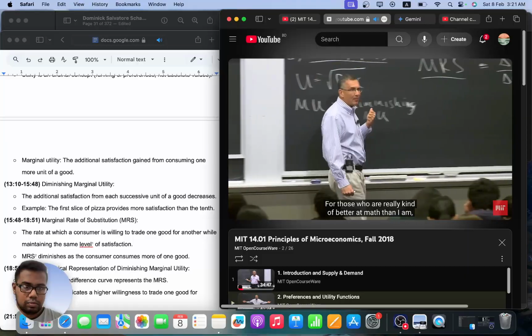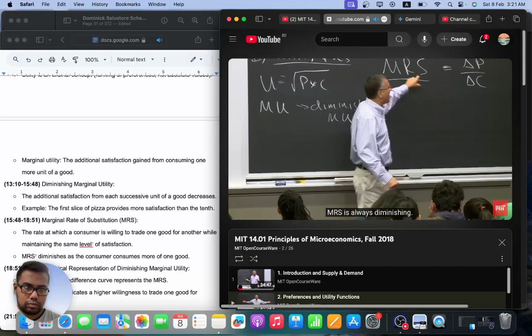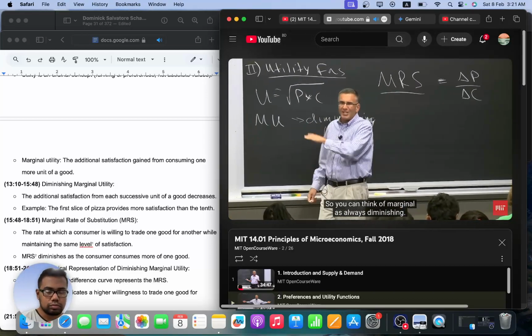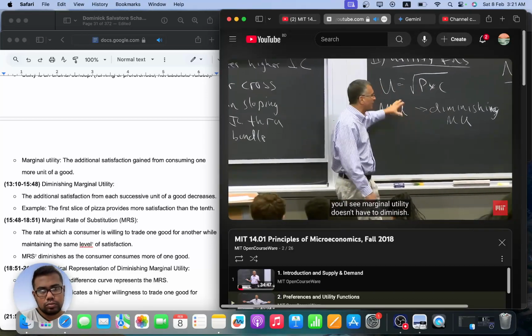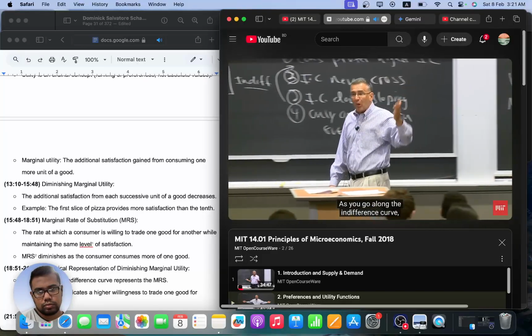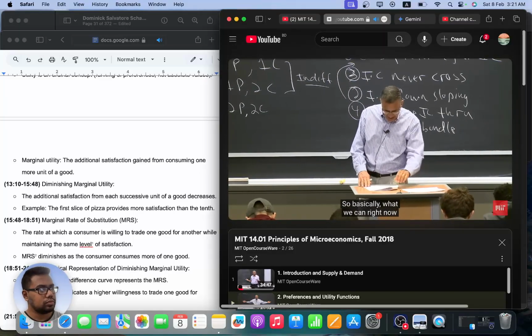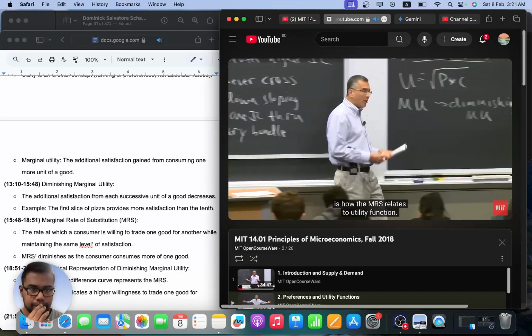For those of you who are better at math than I am, technically, mathematically, marginal utility isn't always diminishing. You can draw cases. MRS is always diminishing. So you can think of marginal utility as always diminishing; it's fine for this class. When you get to higher-level math and economics, you'll see marginal utility doesn't have to diminish. MRS has to diminish. As you go along the indifference curve, that slope is always falling. So basically, what we can write now is how the MRS relates to the utility function.